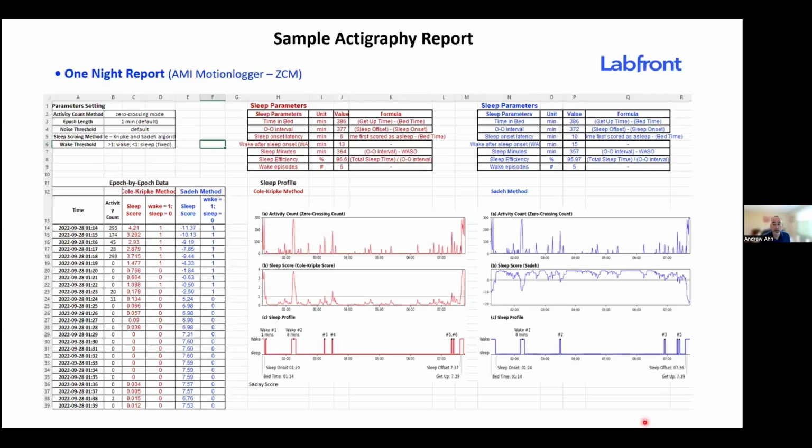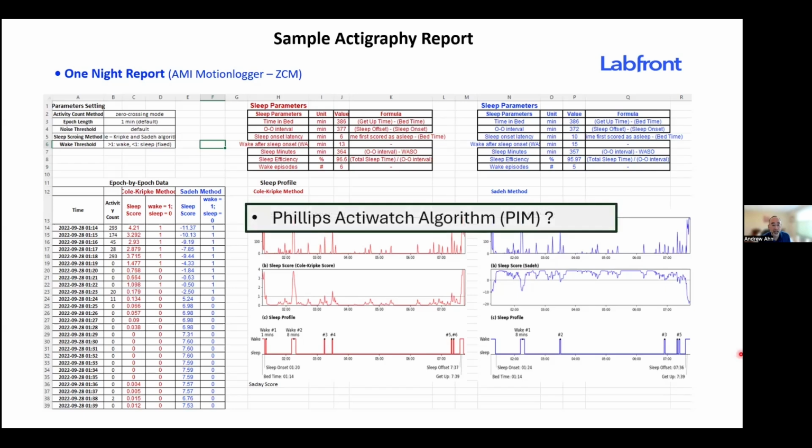So at Labfront, we are working to automate these algorithms for your specific data sets and to produce actigraphy reports on a nightly basis. This is a sample one-night sleep report in CSV or Excel format, which we can provide to the researchers. It gives you the parameter settings in the upper left, and minute-to-minute classification of sleep on the bottom left, which includes the Cole-Kripke and Sadeh methods with the actual sleep propensity scores for each minute. Then we have the summarization of the results on the right in both tabular and plot form. And you can see here the differences between the Cole-Kripke and the Sadeh methodologies.